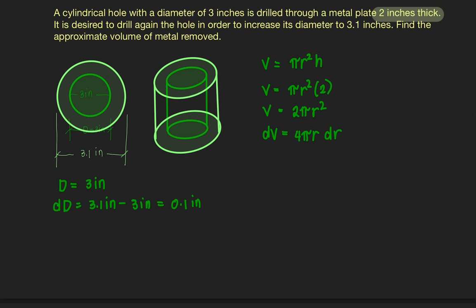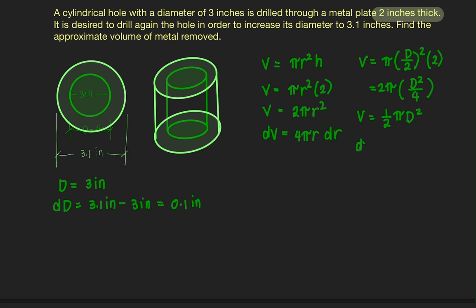So that would be pi times the radius, which is actually the diameter divided by 2 quantity squared, times the height, which is 2 inches thick. So that's 2 pi times d squared over 4. So therefore the volume here is equal to 1/2 pi d squared.